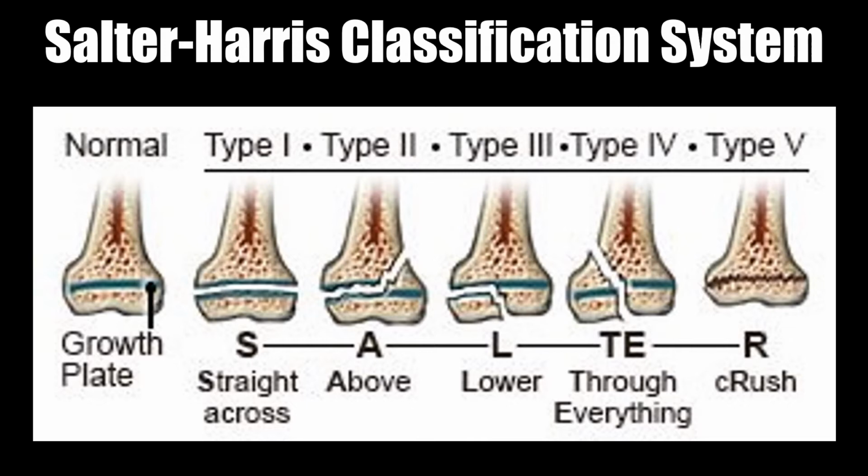going into the growth plate. Type 3 is below the growth plate, or lower, as an L, and that is the epiphysis going into the growth plate. Type 4, TE, is through everything, okay? The meta, the physis, the epi. And then type 5 is actually just a crushing injury with a mnemonic of R.